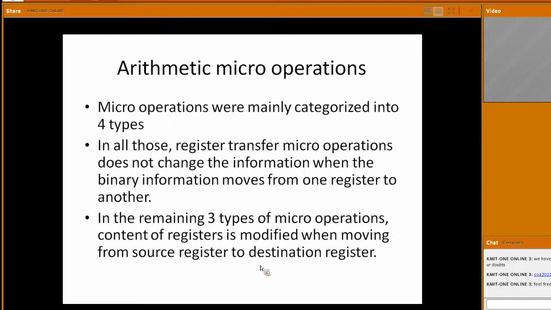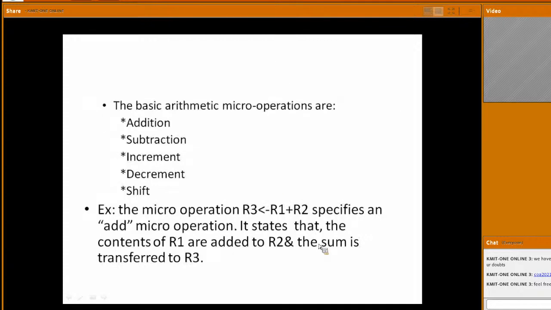Next, we'll see the arithmetic micro operation. Here, different arithmetic operations can be performed on the data present in the register. Now, what are the different arithmetic micro operations? They are addition, subtraction, increment, decrement, and shift. These are the basic arithmetic micro operations that you can perform on the register's data.